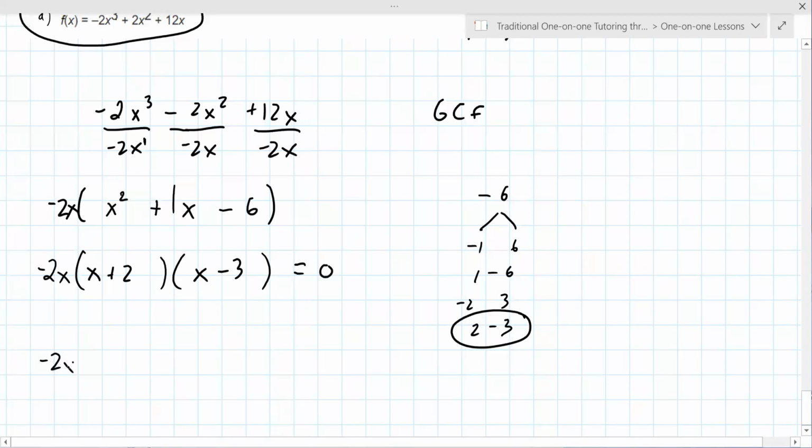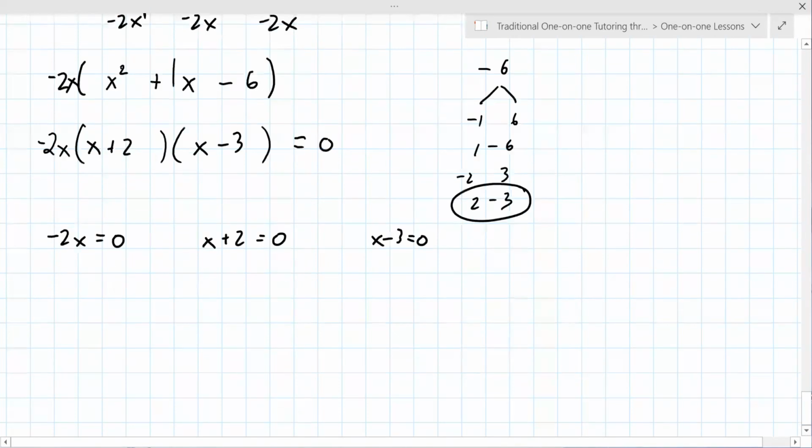Now if we were to set this equal to 0, I know there's a lot here. Again, the easy way is to literally just graph it, but there's no learning in that. So -2x equals 0, x plus 2 equals 0, and x minus 3 equals 0. All I'm doing is setting each factor equal to 0. Right. Okay, and then you solve each factor. The first one you divide by -2, so you get x equals 0. Second one you subtract 2, x equals -2. Third one you add 3, x equals 3.